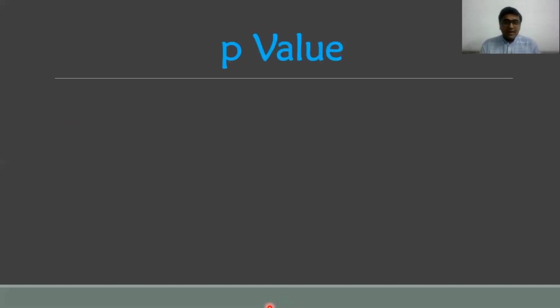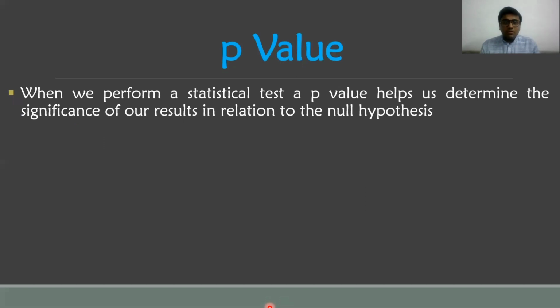Now, what is the p-value? When we perform a statistical test, a p-value helps us determine the significance of our results in relation to the null hypothesis. Each and every statistical software generates p-value, which can be compared with level of significance, that is alpha, to decide whether we are going to reject the null hypothesis or not.